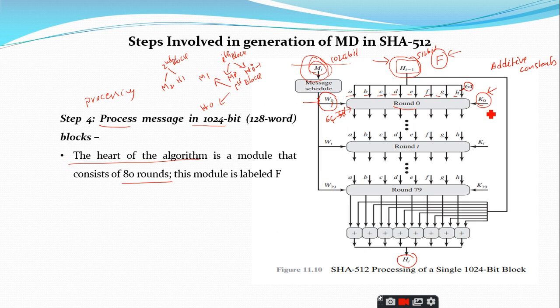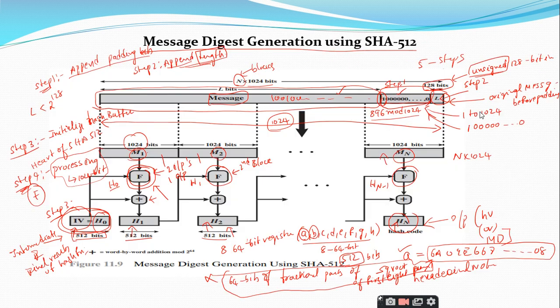These additive constants are the words that represent the first 64 bits of the fractional parts of the cube roots of the first 80 prime numbers. The logic for generation of this K0 we have also discussed initially, where the 64 bits of the fractional parts of the square root of the first 80 prime numbers is taken for generation of the initial values A, B, C, D, E, F, G, H.